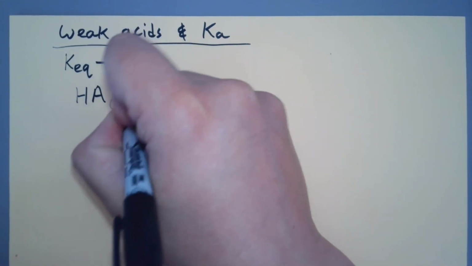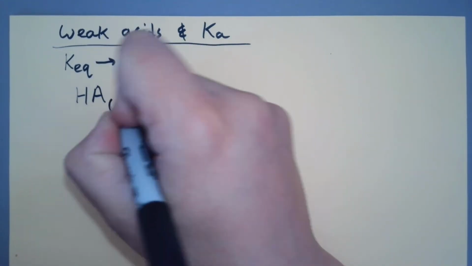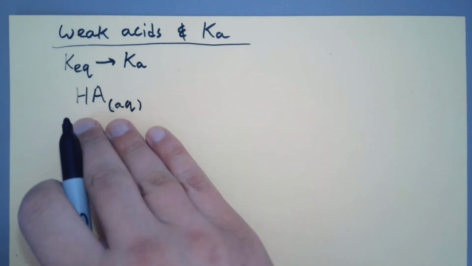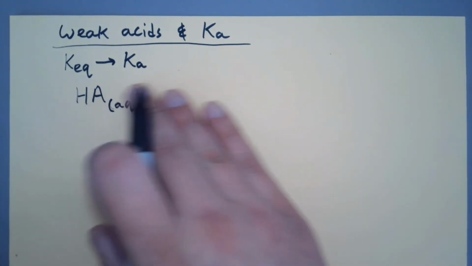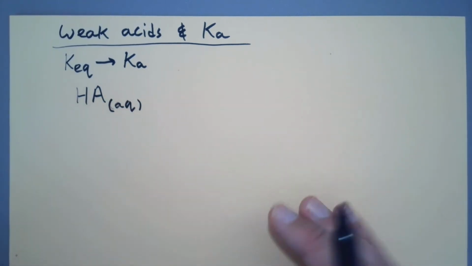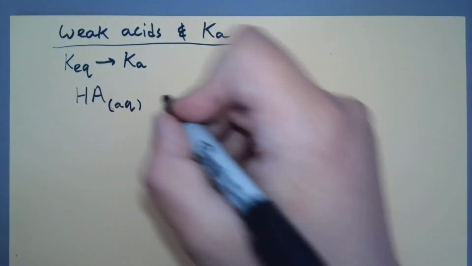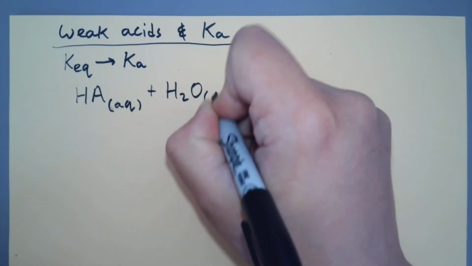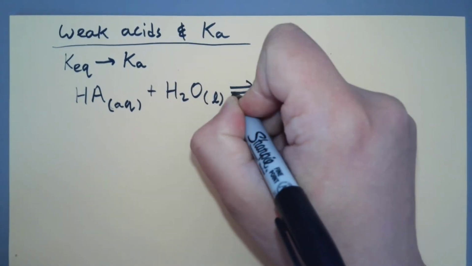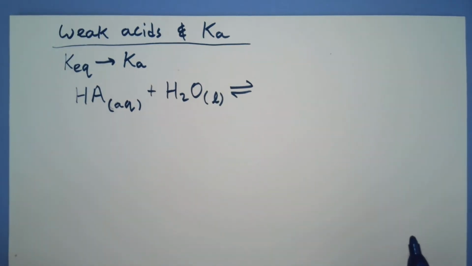And that's aqueous. So this could be like CH3COOH, in which case A would be acetate. It would be the acetate ion with an H on it, giving you acetic acid. And this is going to react with water. And it's a weak acid, so we're going to get an equilibrium.